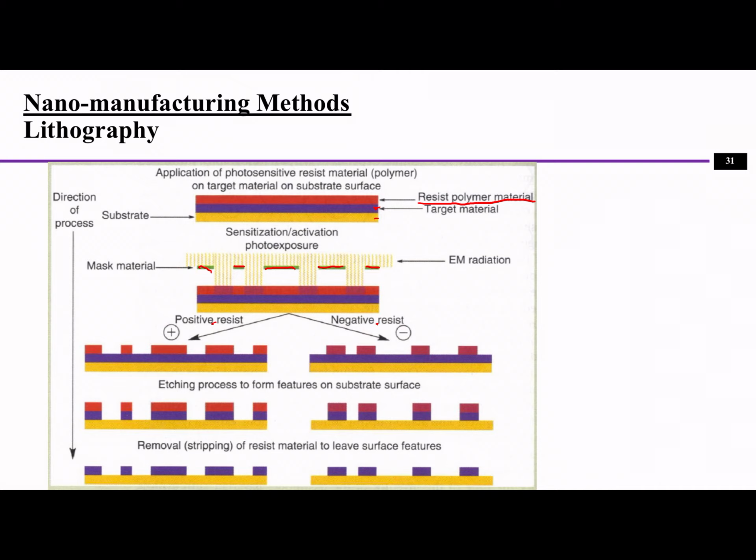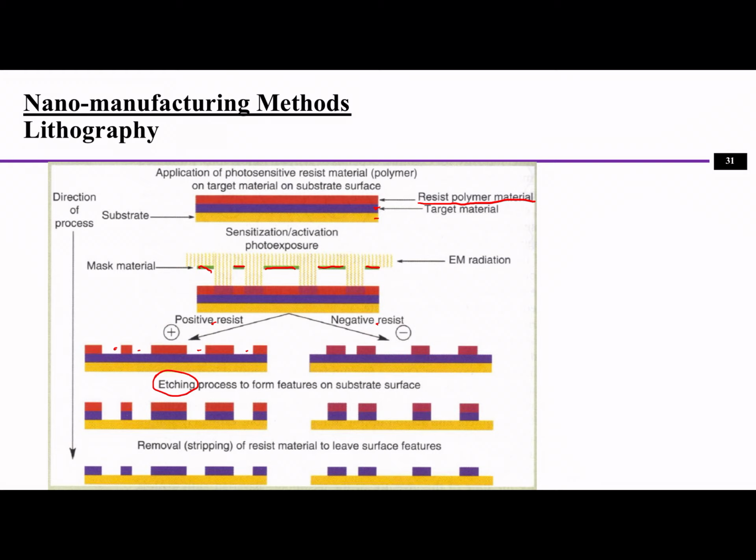The polymer material starts to form a different pattern. You can see the patterns here. Then we're going to have the etching process in order to process our target material.